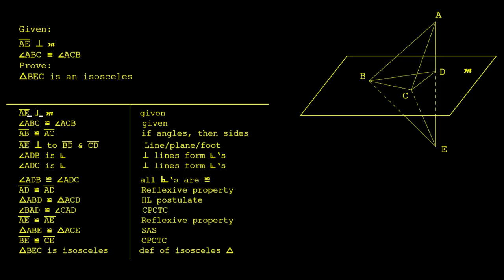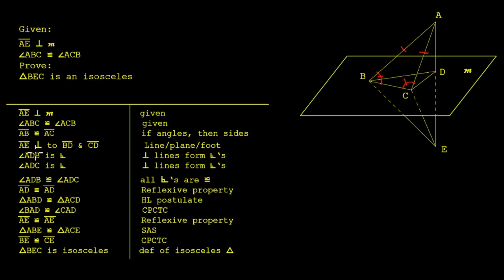So first, AE is perpendicular to plane M, given. AE is perpendicular to this plane here. Next, angle ABC is congruent to angle ACB, given. So angle ABC over there is congruent to angle ACB over here. And then AB is congruent to AC if angles then sides. AB is congruent to AC if angles then sides in an isosceles triangle.